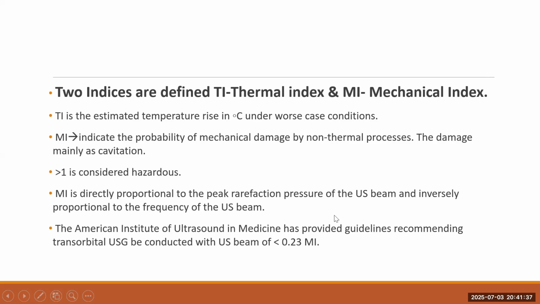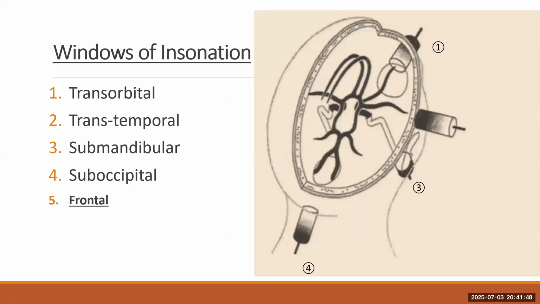So the American Institute of Ultrasound in Medicine has recommended that transorbital ultrasound be done at a mechanical index of less than 0.23. Jumping quickly into the windows of insonation: transorbital, transtemporal, submandibular, suboccipital, and frontal, which we rarely use. As I told you earlier, transtemporal is the most commonly used window for insonation.